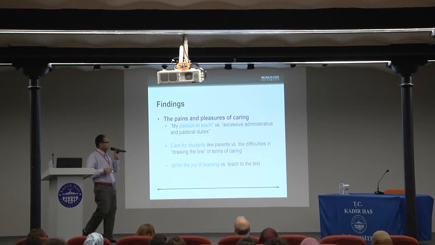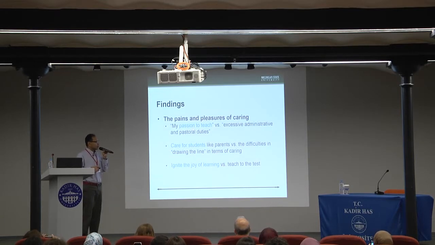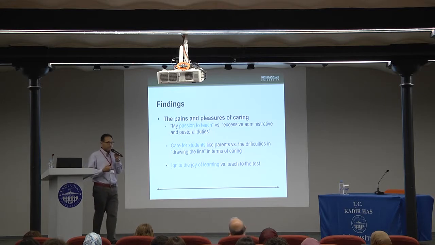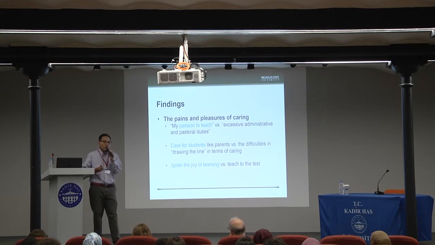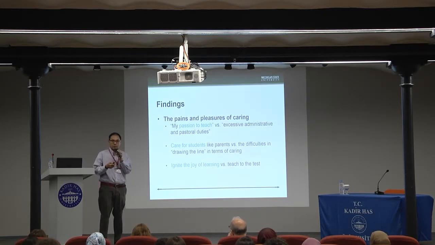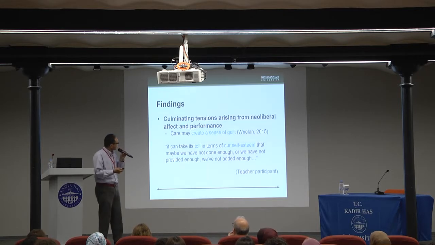What we found was that teachers talked about the tension between their passion to teach in relation to the huge load of administrative duties they had to deal with. And they were torn between wanting to care for their students like parents, as opposed to drawing a fine line. At what point do you overcare for your students, right? In Singapore, there are about 35 students in a class. So that's a lot of people to worry about. And of course, how do we manage this balance between trying to ignite a joy of learning and preparing your students for national exams?